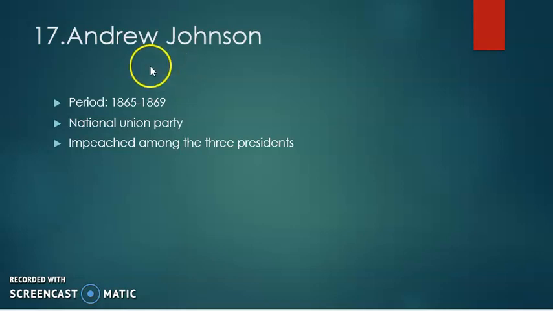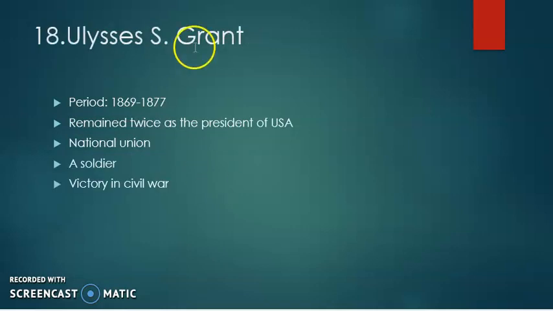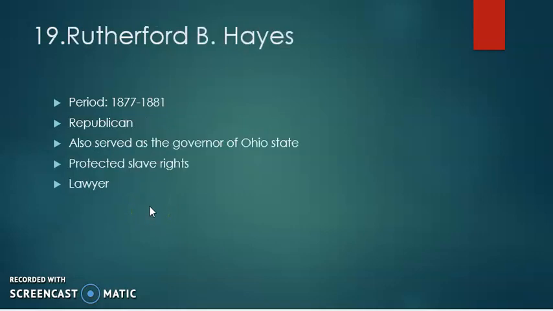Andrew Johnson is the 17th president of USA, and he ruled the country from 1865 to 1869, and he was from the National Union Party, and he was one among the three presidents who were impeached. Ulysses S. Grant was the 18th president of USA, and he ruled the country from 1869 to 1877, and he remained president twice, and he was from the National Union Party. He was a soldier too, and he got victory in the Civil War during his regime.